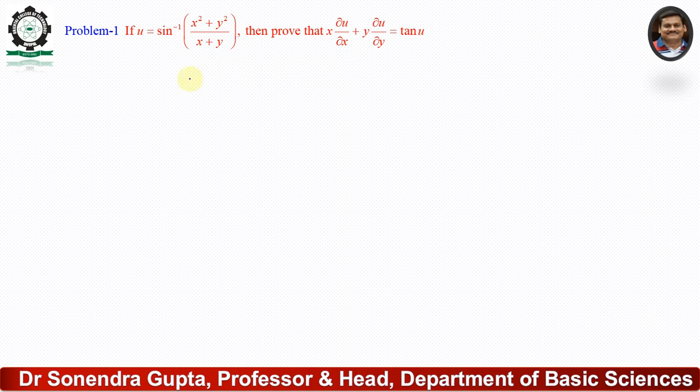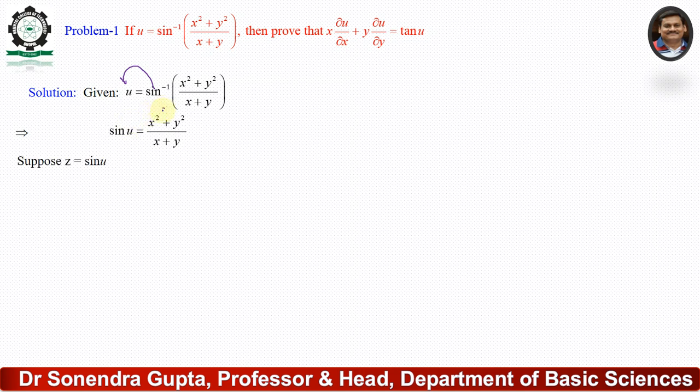Now how to solve this question? The first step: given u equals sin inverse of x square plus y square upon x plus y, we can write sin u equals x square plus y square upon x plus y. Now taking x square plus y square upon x plus y equal to z, that means z equals sin u. Therefore we can apply the t-test.